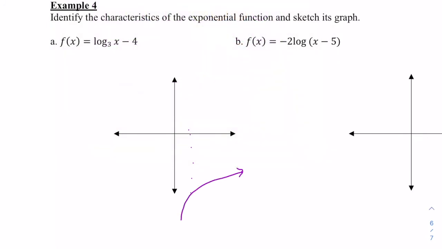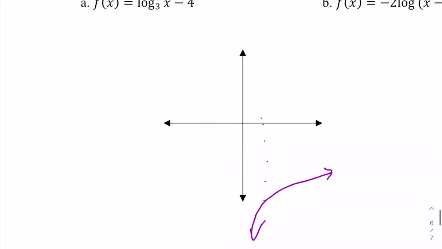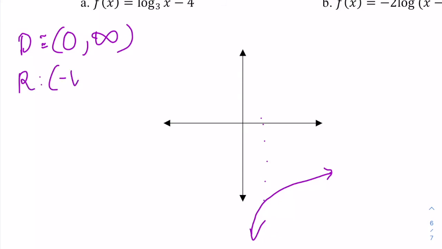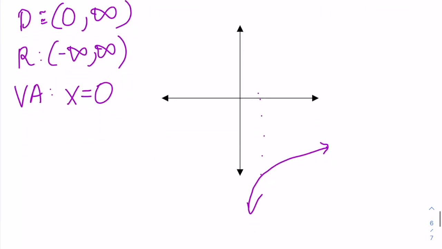It's still going to have, I'm going to write this over here, the domain is still going to be 0 to infinity. The range will still be negative infinity to infinity. The vertical asymptote didn't change. There's still no y-intercept. And then if we want to find the x-intercept, we could solve that too.